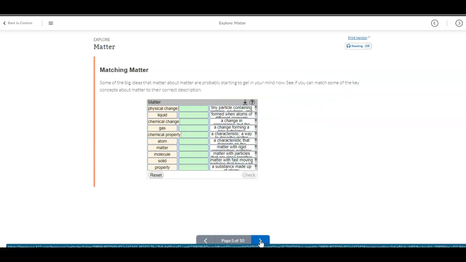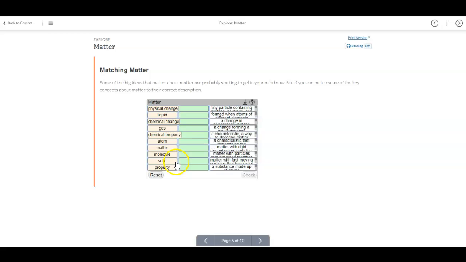Here is some matching that you can do, and these are vocabulary terms that you will need. So as you match those, if you take a screenshot, you can put those right into your notes.